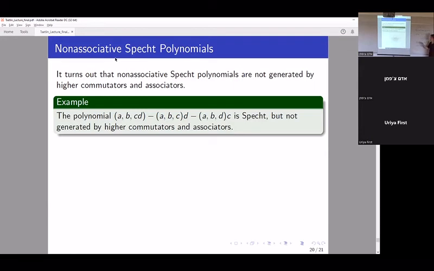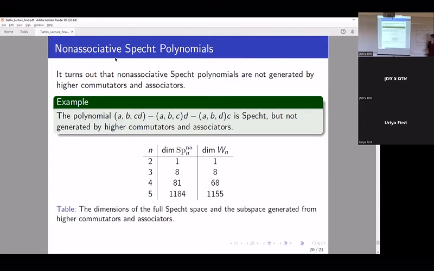So this polynomial is one example of a polynomial which is Specht, but isn't generated in a similar fashion as the associative case. The commutator and the associators really need something bigger. We also calculated the dimension of the Specht polynomials for small n's, from 2 to 5.